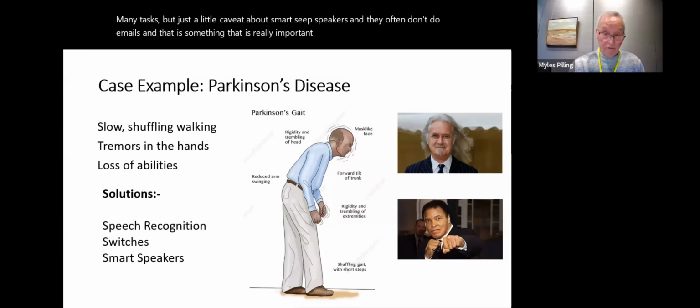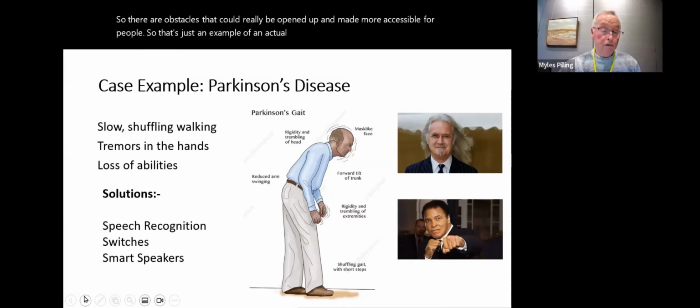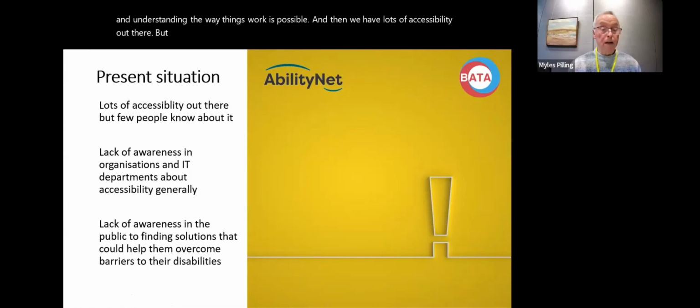There was an option for this years ago, but sadly, probably due to our GDPR system, it was removed from the Alexa app. So there are obstacles that could really be opened up and made more accessible for people. So that's just an example of an actual disability and how this approach of empathy and understanding the way things work is possible. And then we have lots of accessibility out there, but few people know about it.